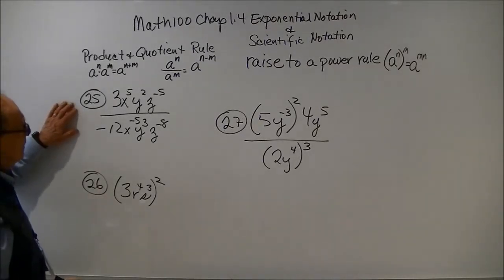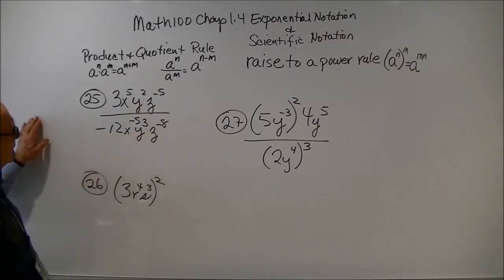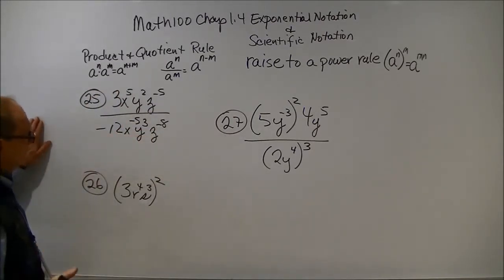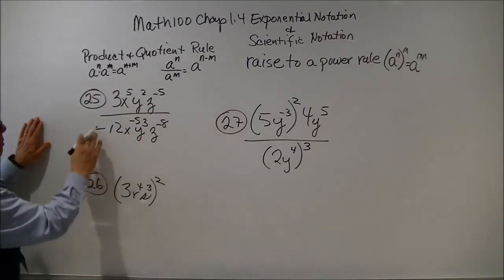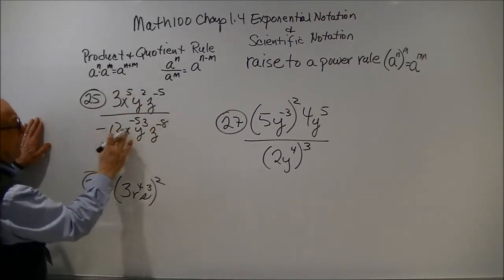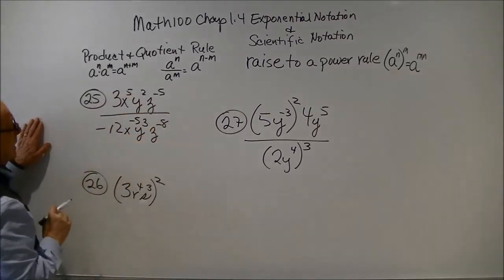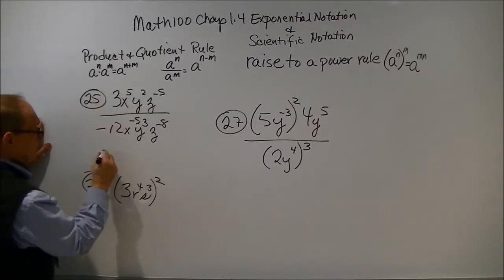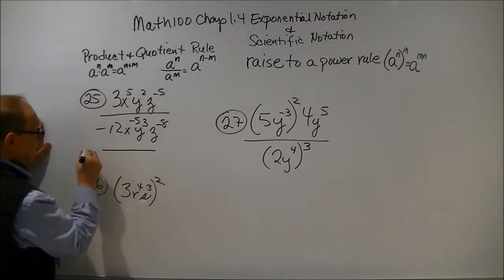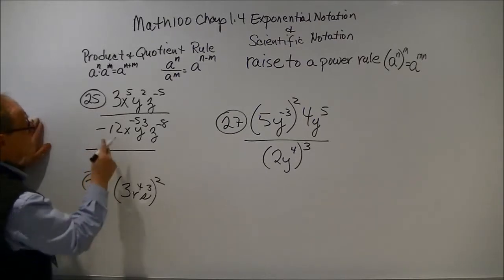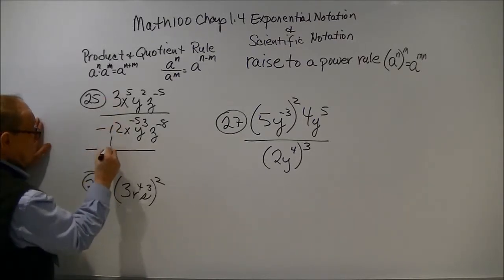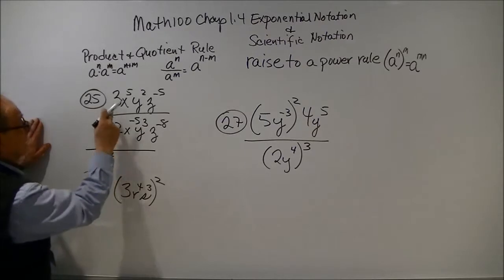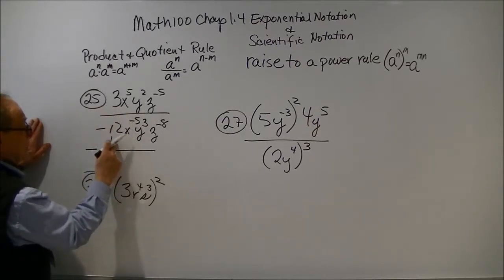So in number 25, and again it looks complicated, but take it step by step. First, what will the final sign of the answer be here? So positive divided by a negative. So it's going to be a negative. And it's sort of like a 1 over 4. 3, 12, 1/4.